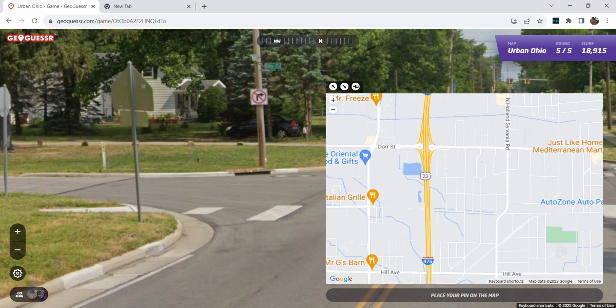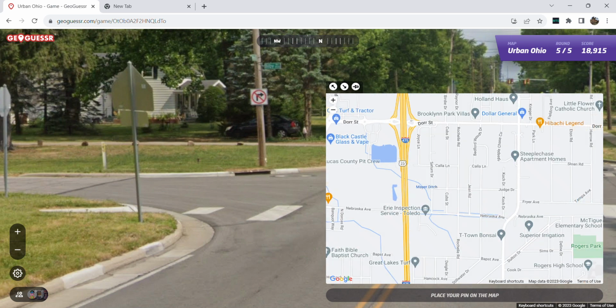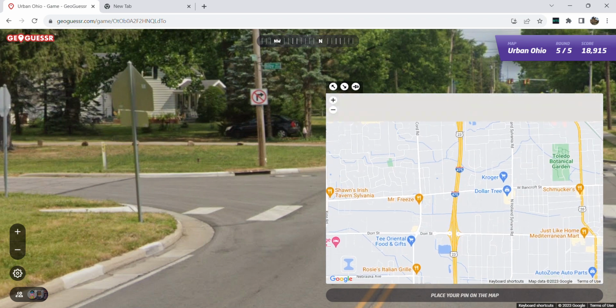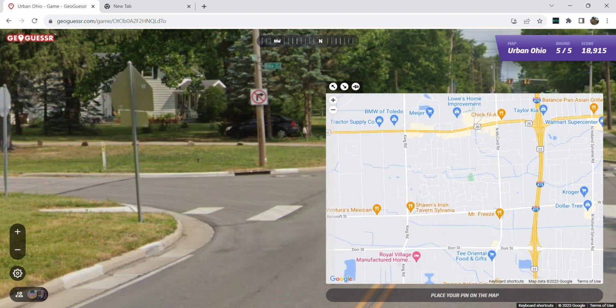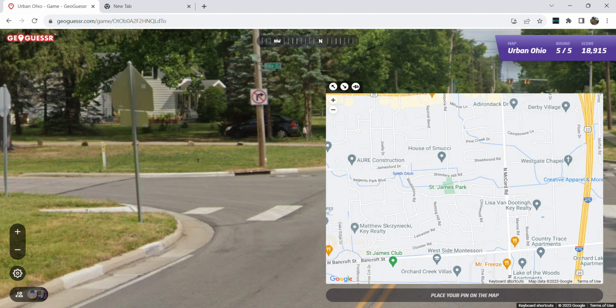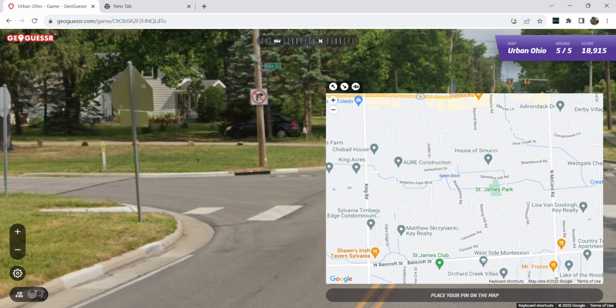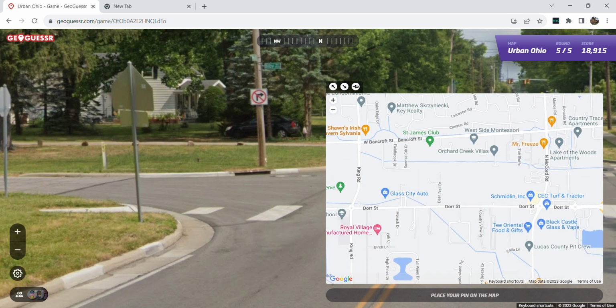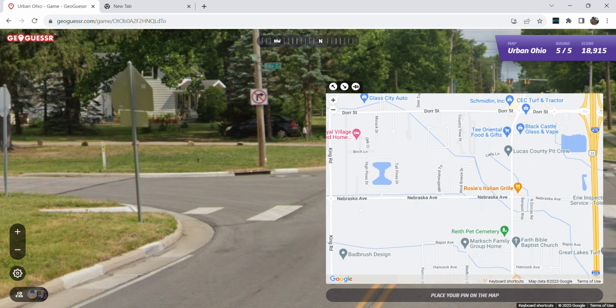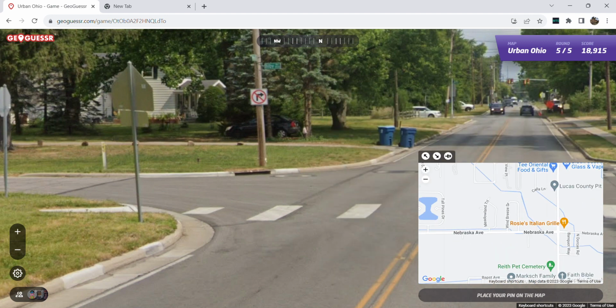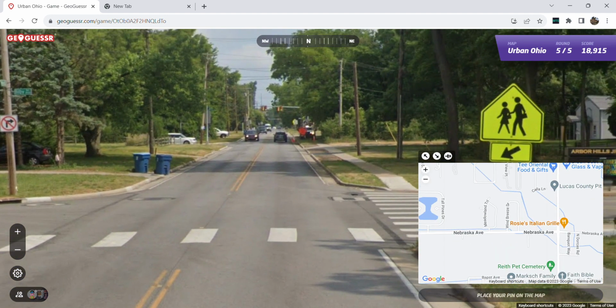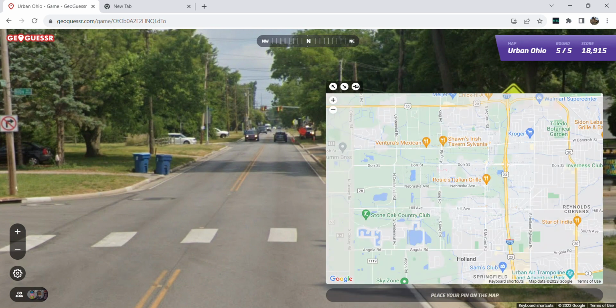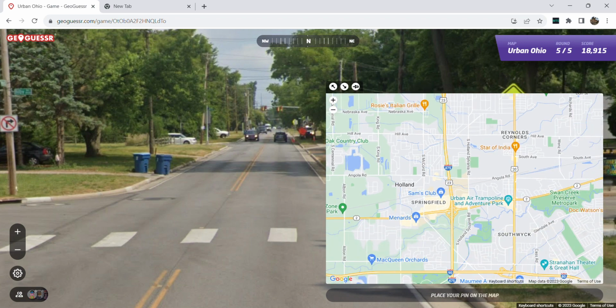Hard telling what that crossroad is. And we're on a road that's going north-south. Pretty straight on north-south. Pretty straight on. I think definitely there's a chance that we're in the city of Toledo still.